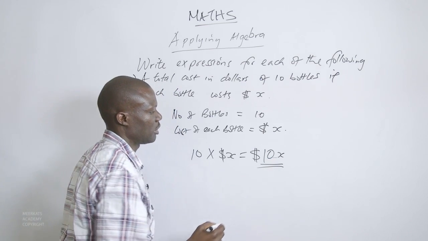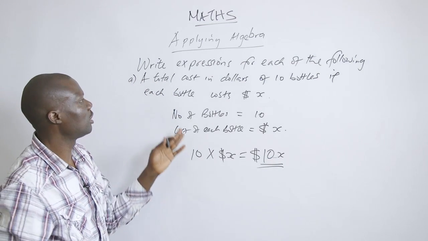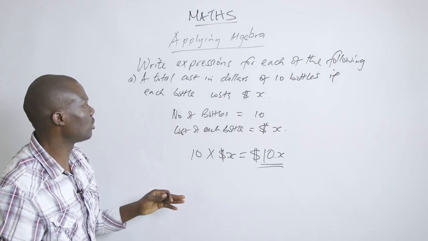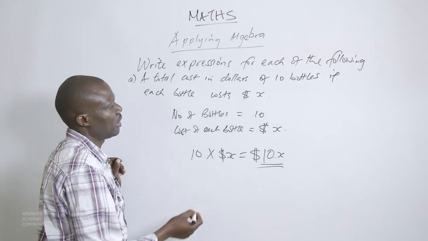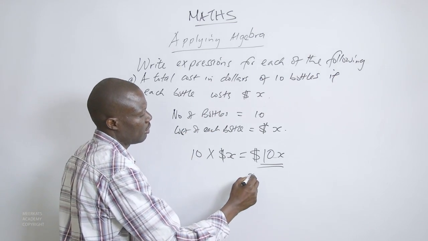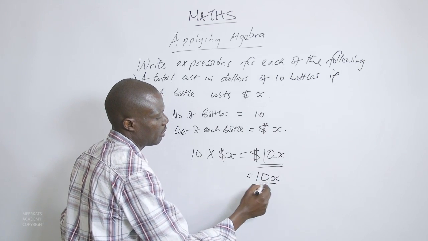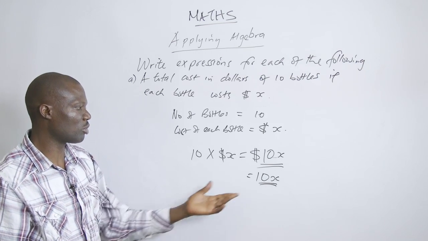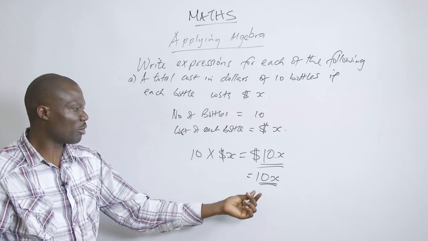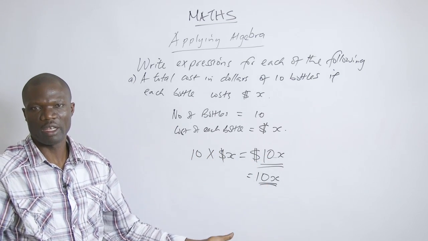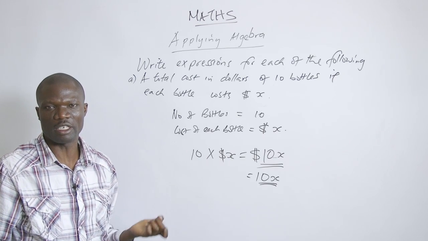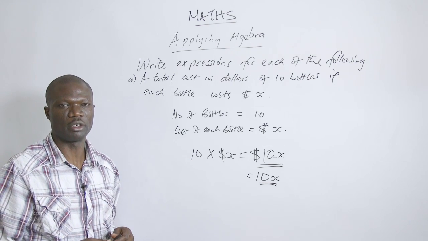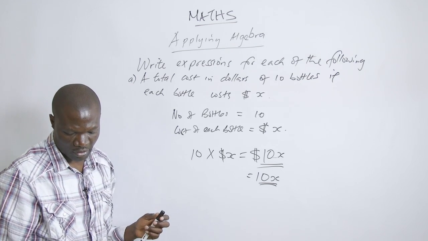10x dollars. So the expression which will show our total cost of all the 10 bottles, if one bottle costs X dollars, will simply be 10x, where 10x means 10 times X. So we've been able to have that. So irrespective of the number, the moment the cost of the bottle changes, the expression still remains valid to give us the total cost of any number of bottles that we shall be asked for. So that is about the first one.